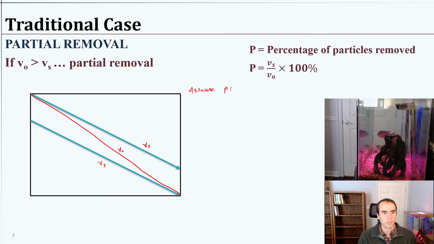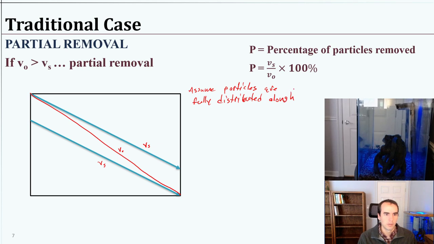So I'm just going to write this. Assume particles are fully distributed along the height, along the H, so along the height of the water column.